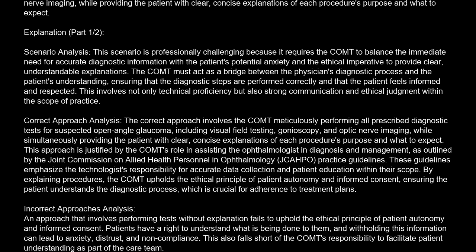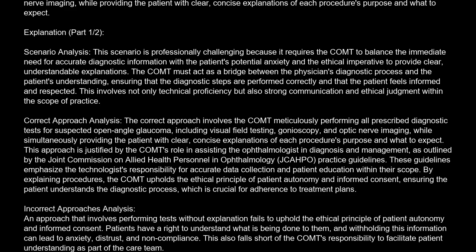Explanation. Scenario analysis. This scenario is professionally challenging because it requires the COMT to balance the immediate need for accurate diagnostic information with the patient's potential anxiety and the ethical imperative to provide clear, understandable explanations. The COMT must act as a bridge between the physician's diagnostic process and the patient's understanding, ensuring that the diagnostic steps are performed correctly and that the patient feels informed and respected. This involves not only technical proficiency, but also strong communication and ethical judgment within the scope of practice.